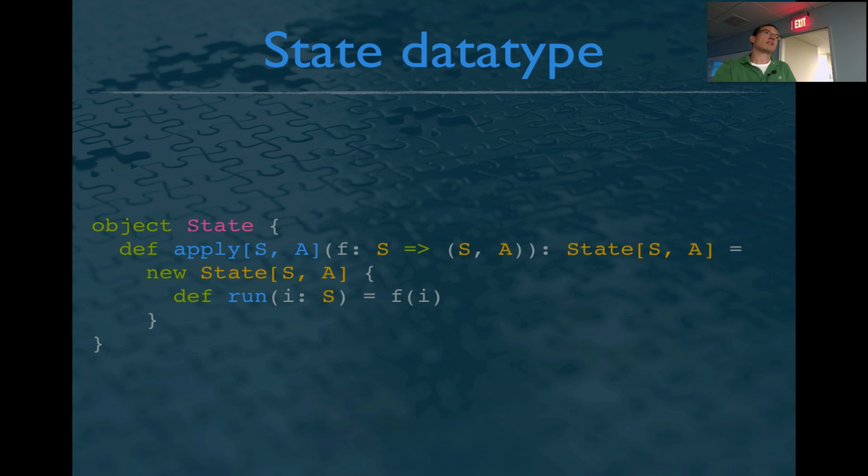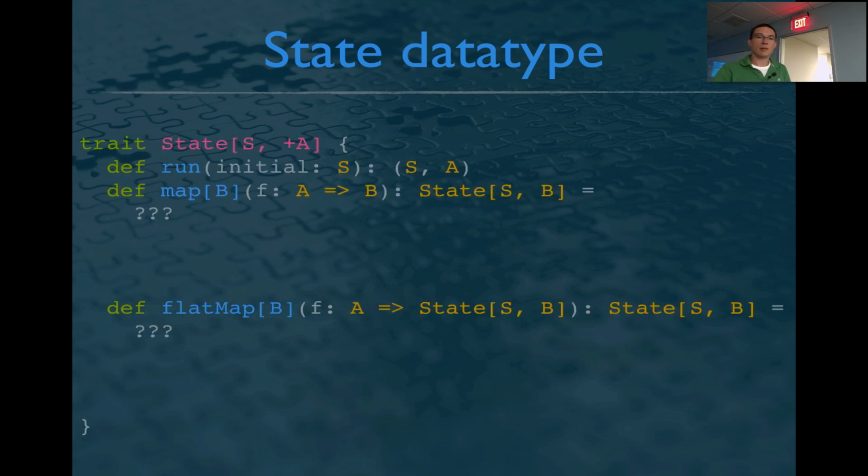Now, what I didn't show you here is that all those other methods are not going to be abstract. We're actually going to implement those in the trait. So let's look at those other methods. The trait itself will leave run as abstract. And now we have to implement map and flatMap.